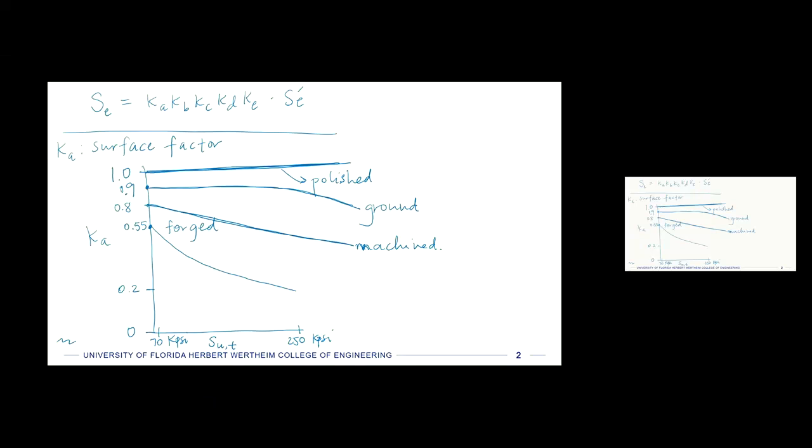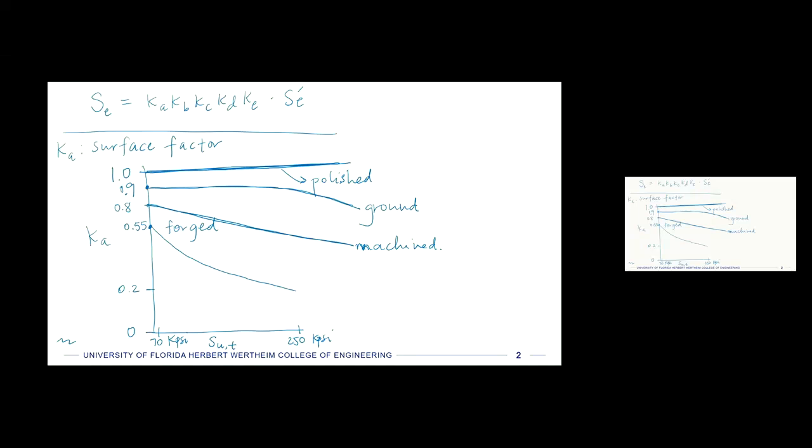Machining is what you do to take your part from a roughly formed part, like forging or rolling, and machine it into the desired geometry, and then you could add more finishing processes, right? But if you leave it at the finish that you machined it at, then your surface factor is going to be somewhere between 0.8 and 0.5. So this is the one that has really the most effect.